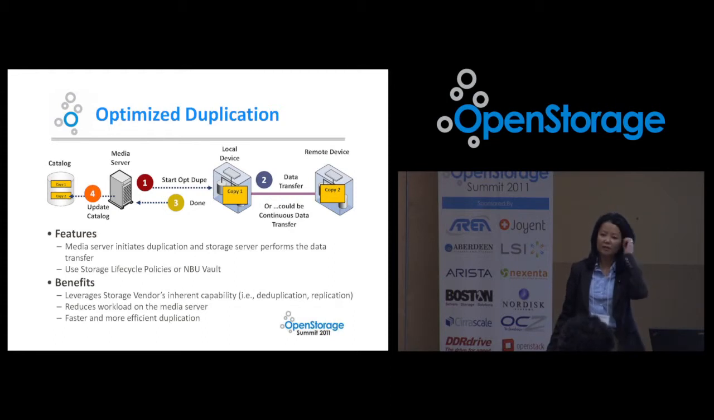So prior to having this, if customers did the replication, generally it's seen as the same expiration date. When you delete one side, the other side gets deleted. And really with optimized duplication, you're now able to break that replication into two separate data sets within that backup.